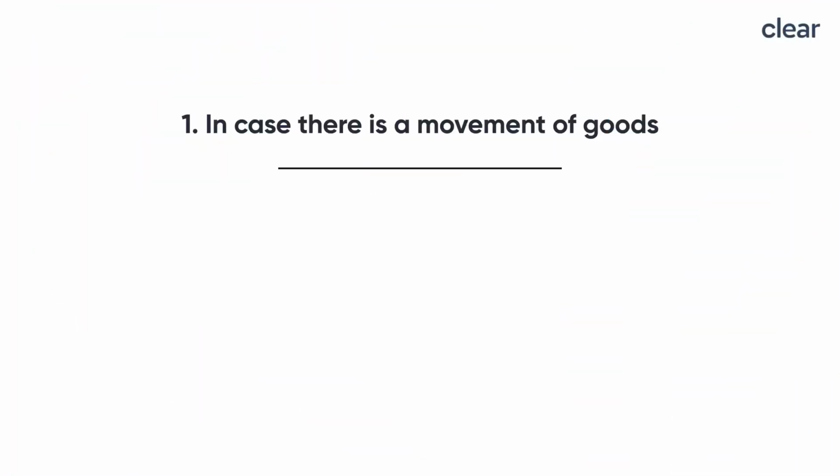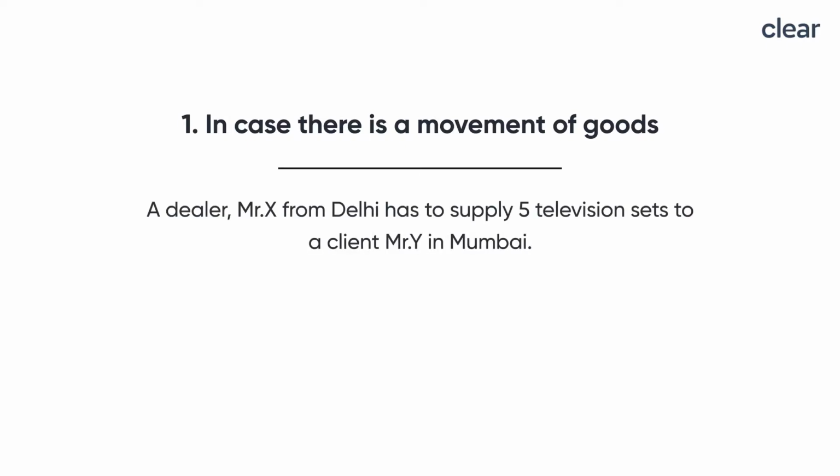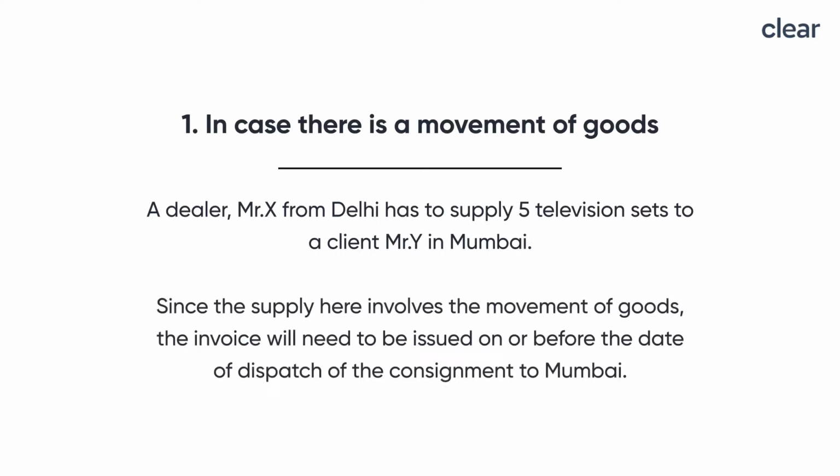Now, in case of movement of goods, a dealer, that is Mr. X from Delhi, has to supply 5 television sets to a client Mr. Y in Mumbai. Since the supply here involves the movement of goods, the invoice will need to be issued on or before the date of dispatch of consignment to Mumbai.